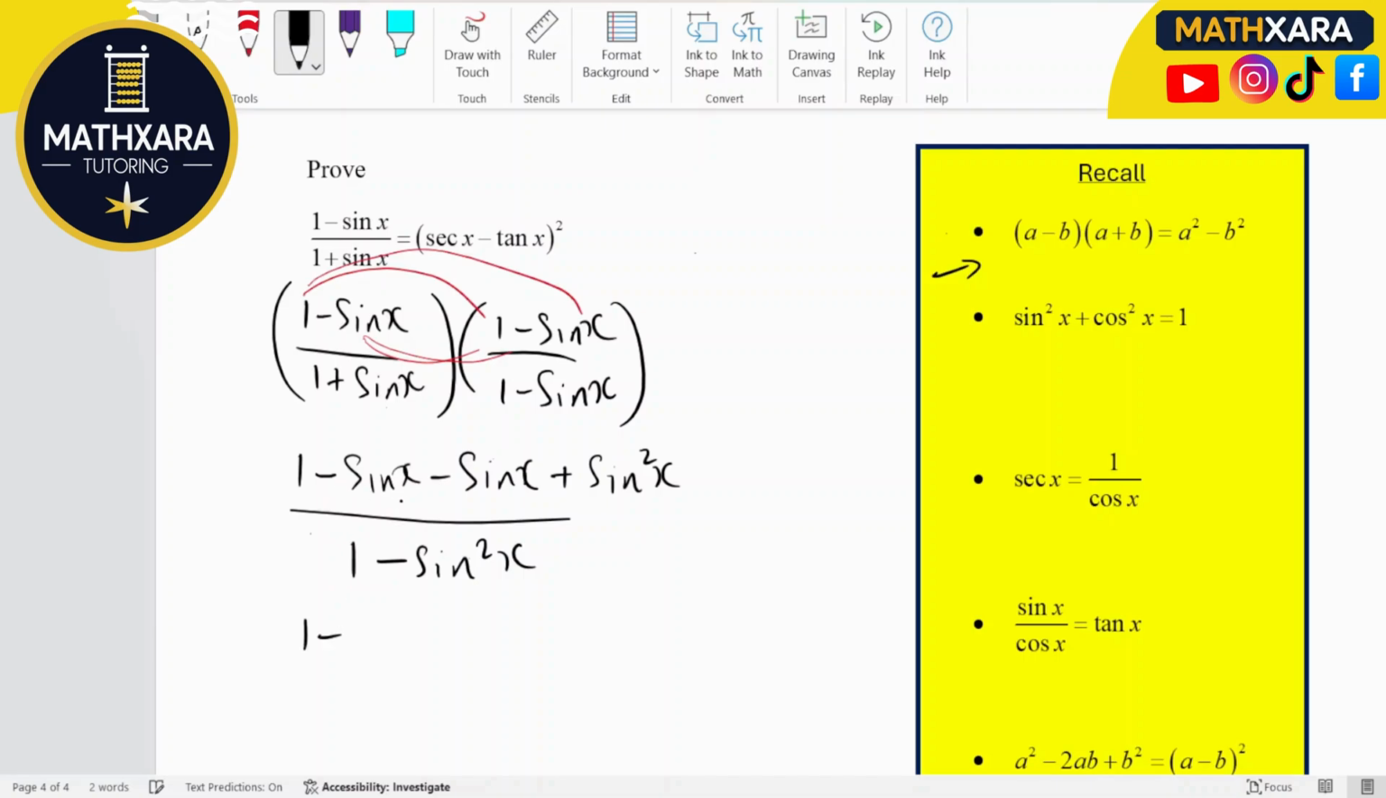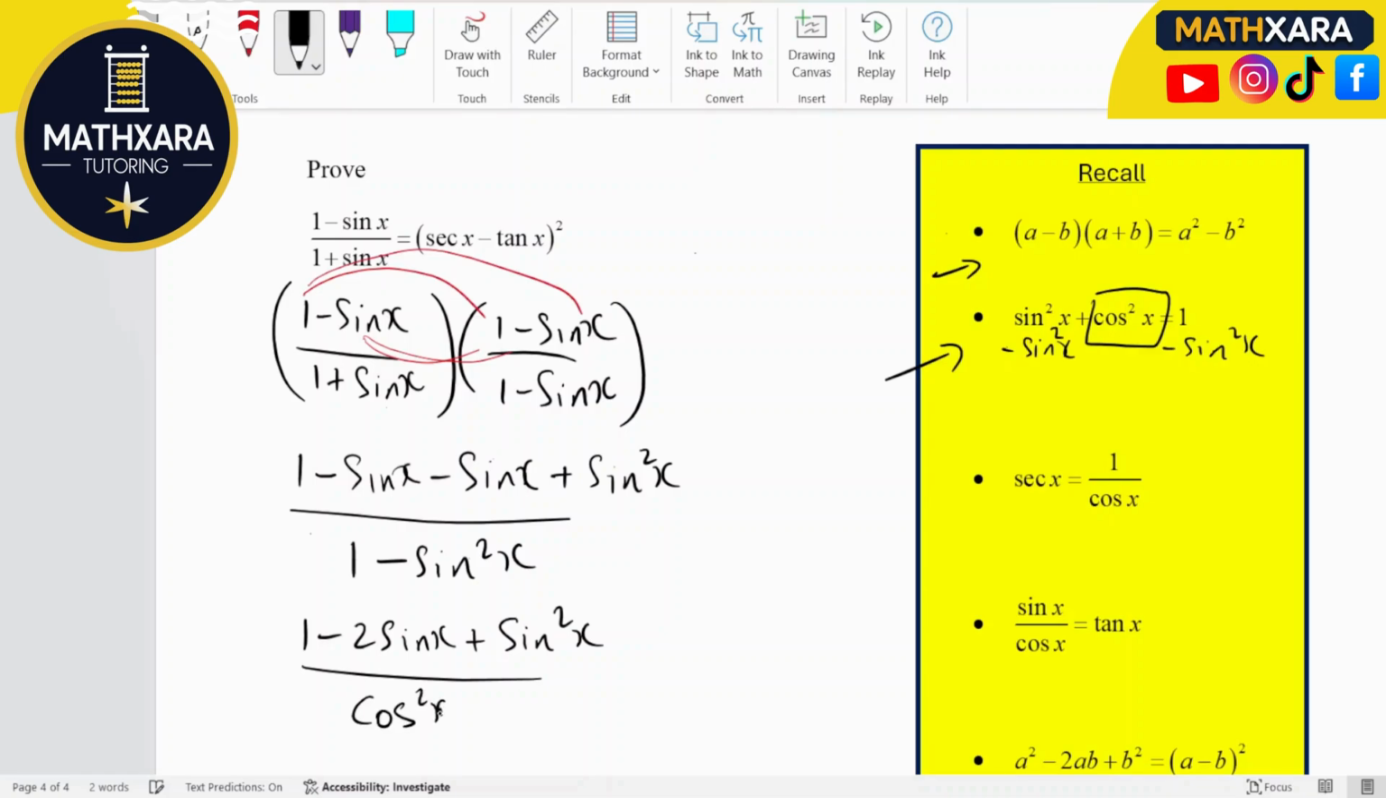1 minus sine x minus sine x, that's minus 2 sine x, plus sine squared x. For our denominator, let's take a look at our second identity. Now, if I subtract sine squared x from both sides, I'm left with cosine squared x. So my denominator should be just cosine squared x.